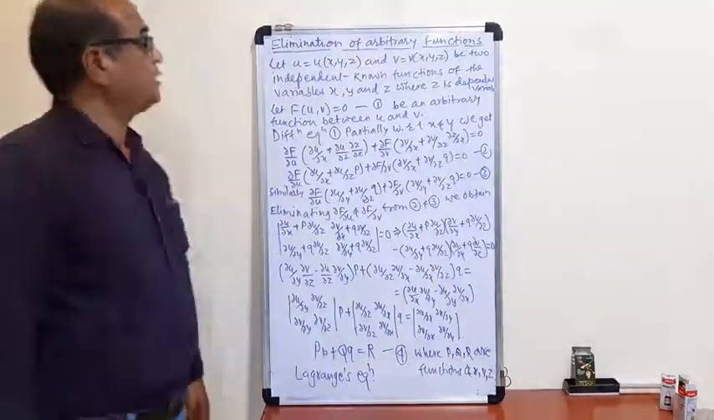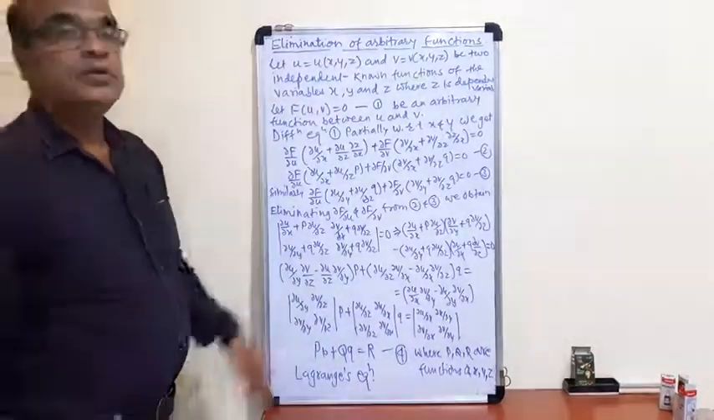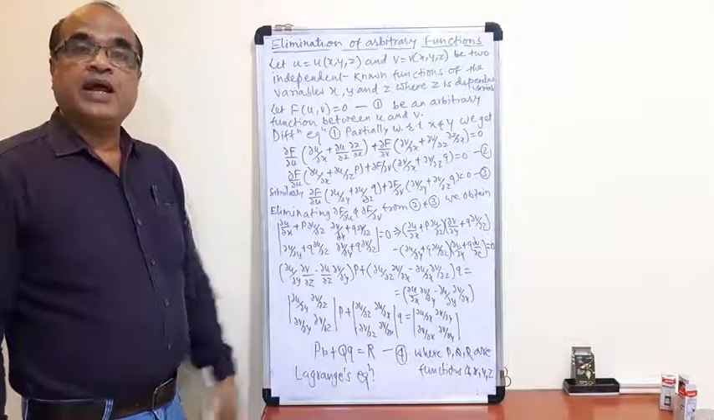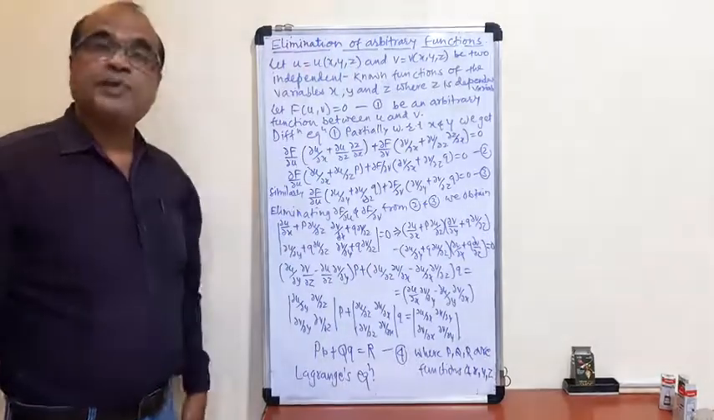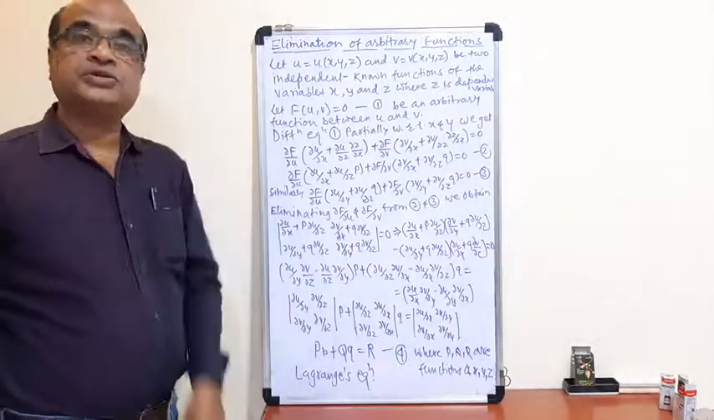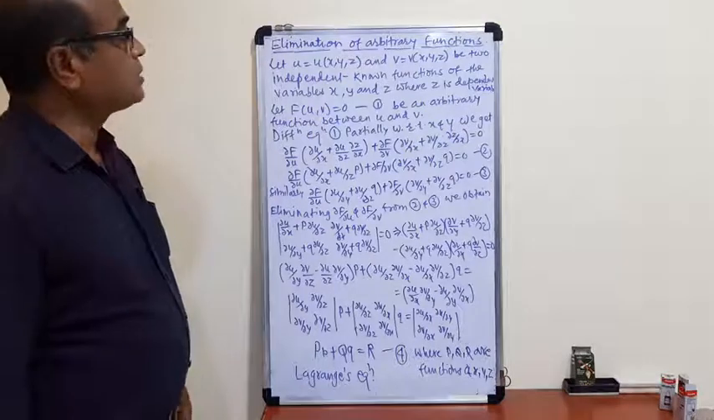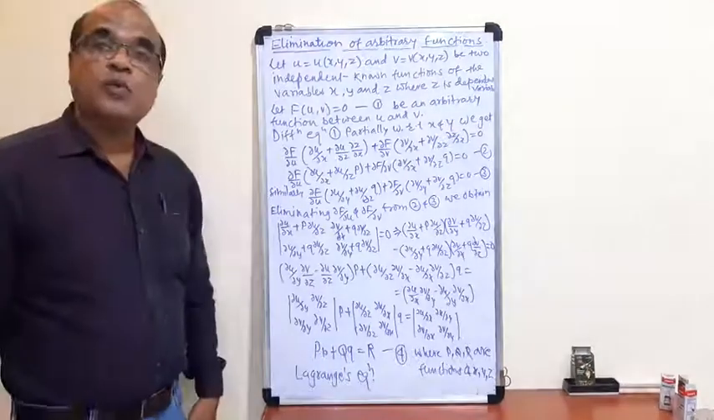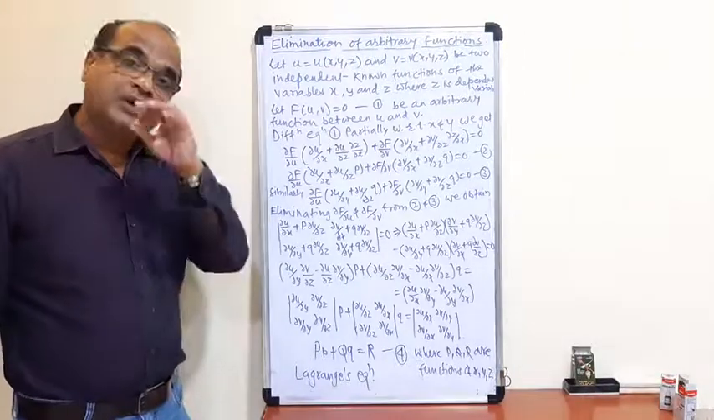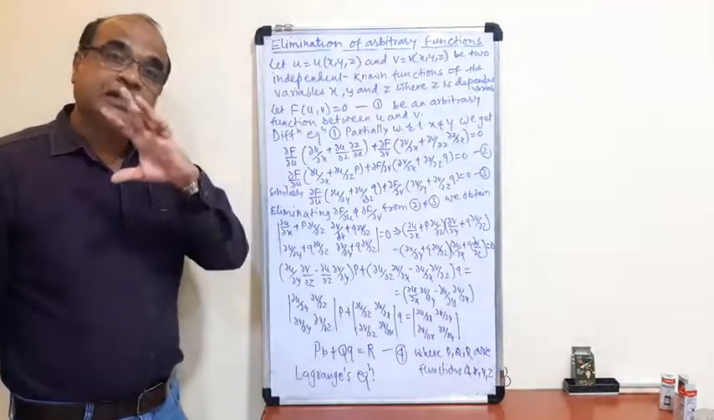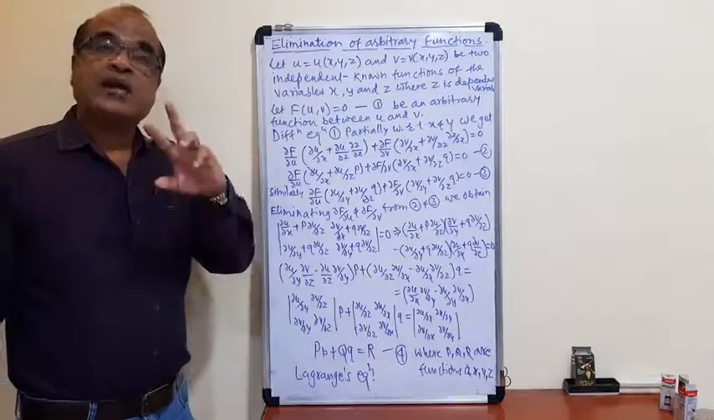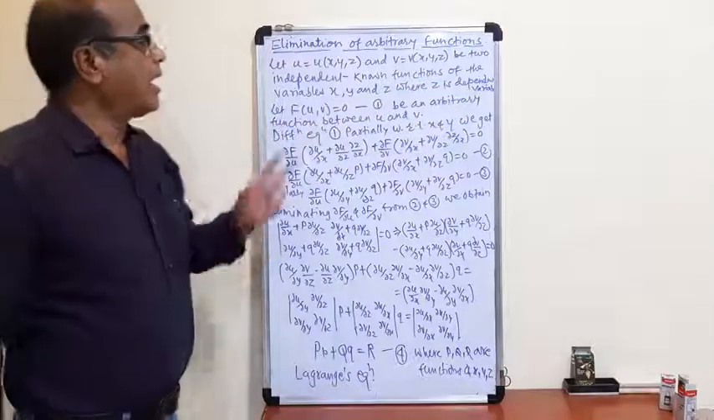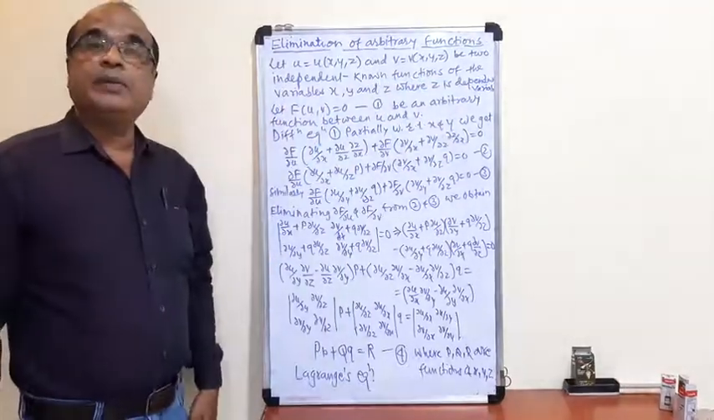Let u be a function of x, y, z, u equal to u of x, y, z, and v a function of x, y, z. Be two independent functions of the variables x, y and z. And we treat z as a dependent variable, and x and y are the independent variables.